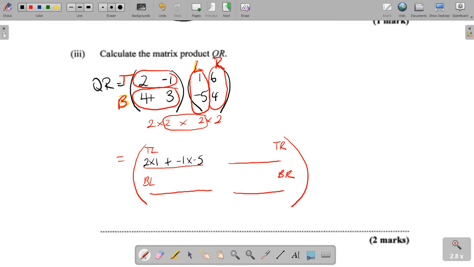Let me do the bottom left. So BL: 4 times 1 plus the second two, 3 times -5.